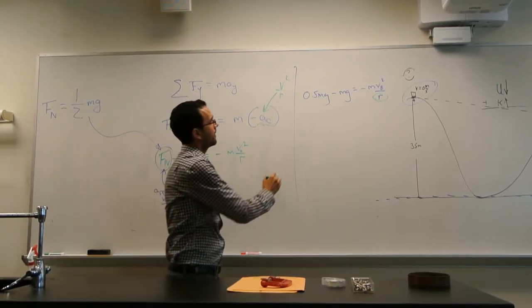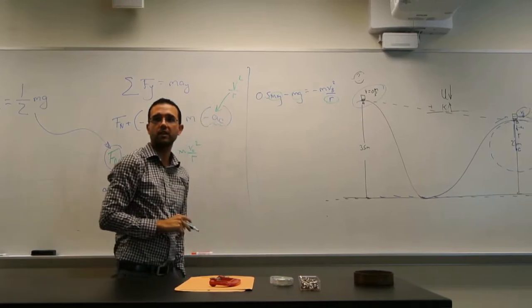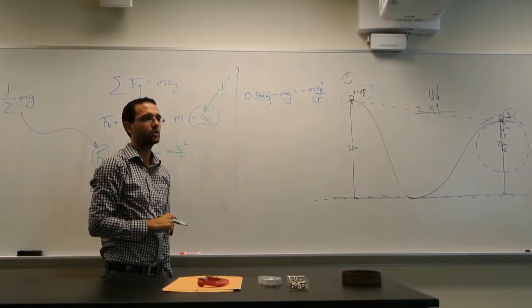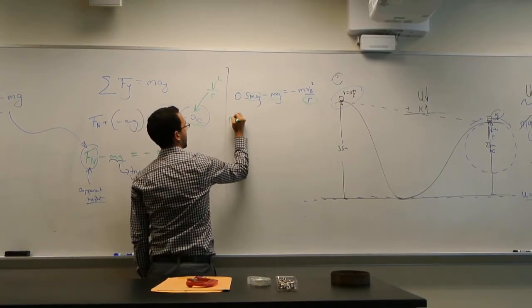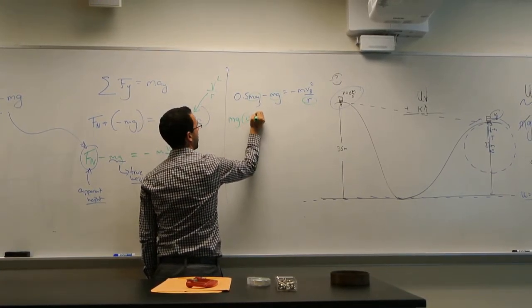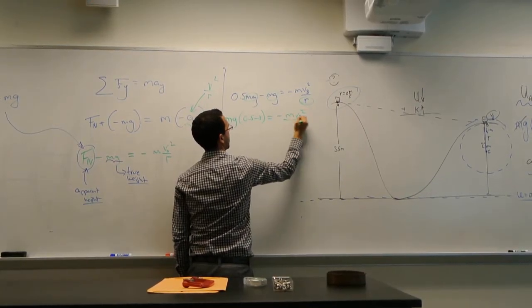So first off, does everybody agree that I have an mg in common? Does everybody agree? On the left. What can I do if I have a factor in common like that? I can factor it, right? So I can say mg times 0.5 minus 1 is equal to negative m v_B squared over the radius.